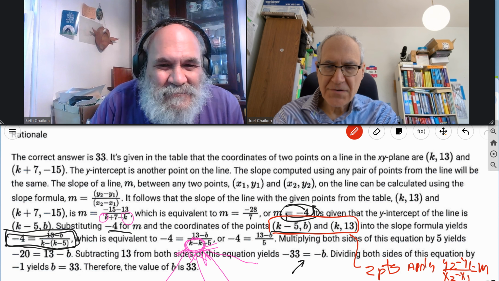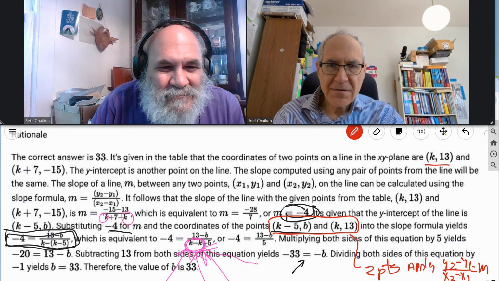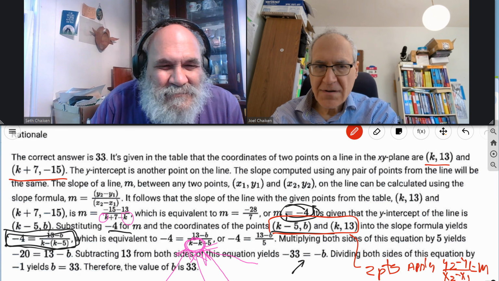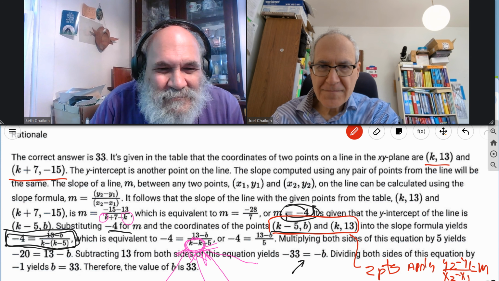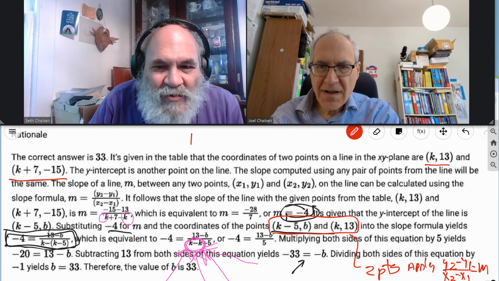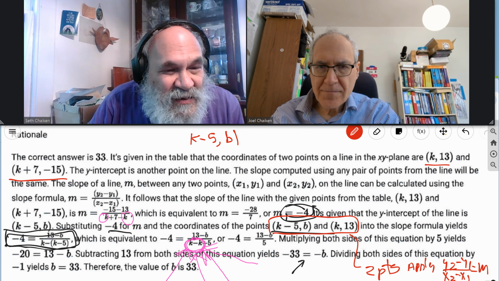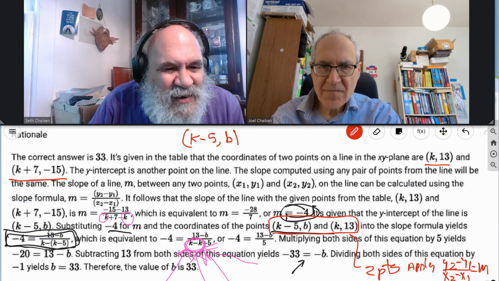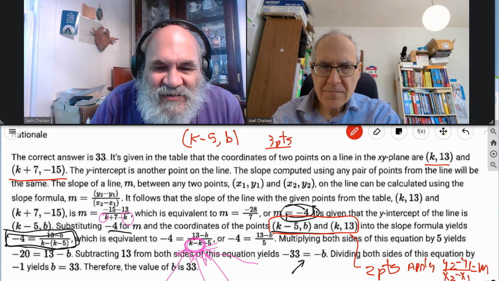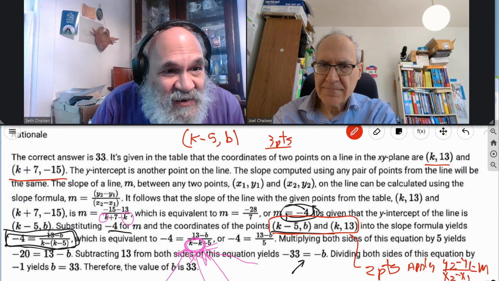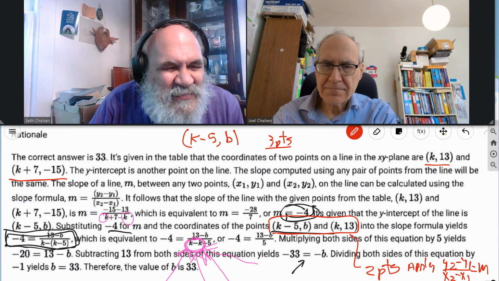Right. They're giving you 3 points on the line. They're giving you this one, and k. Okay, it is given that the y-intercept is, wait, it is given that the y-intercept is k minus 5b.